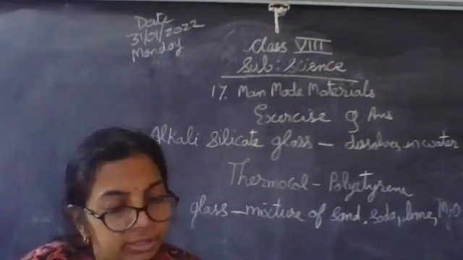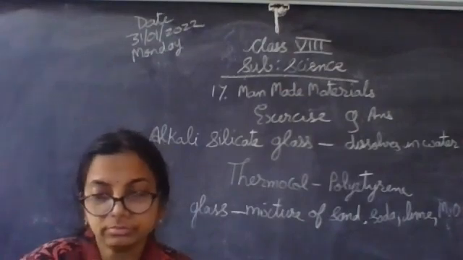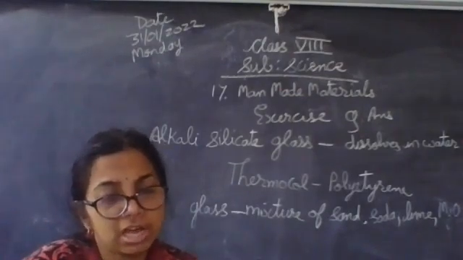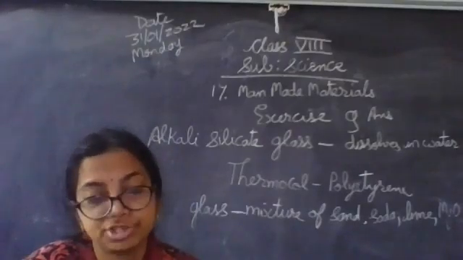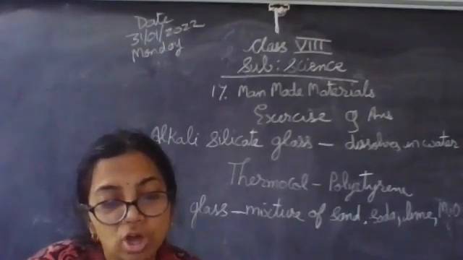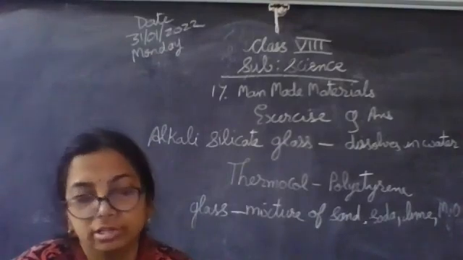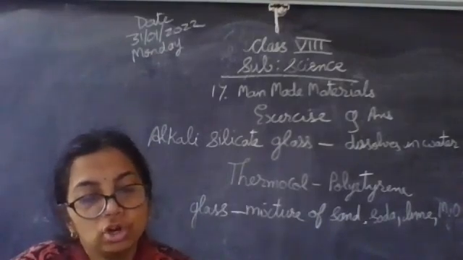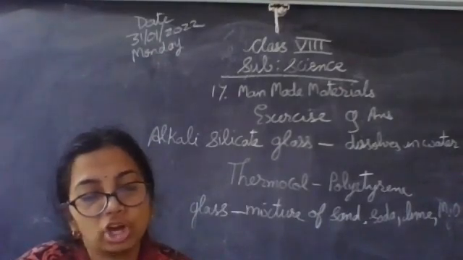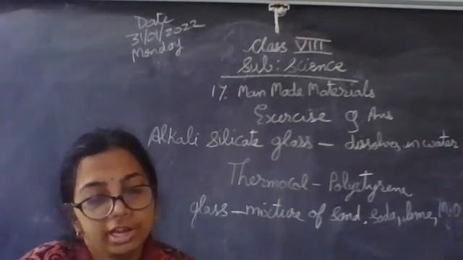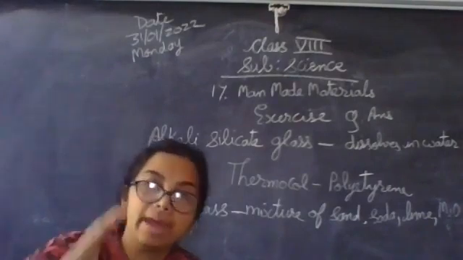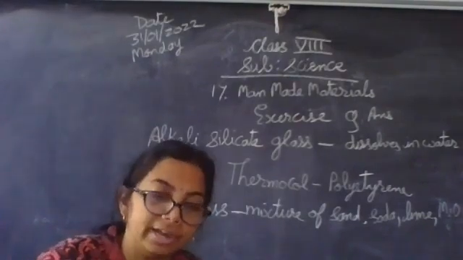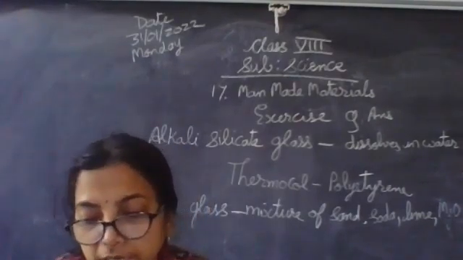Then about optical glass. Optical glass is produced from a mixture of again sand, soda, limestone, and barium oxide and boron are added here instead of MgO. This type of pure glass is useful in the production of spectacles and lenses. Even microscope lenses are made out of optical glasses.